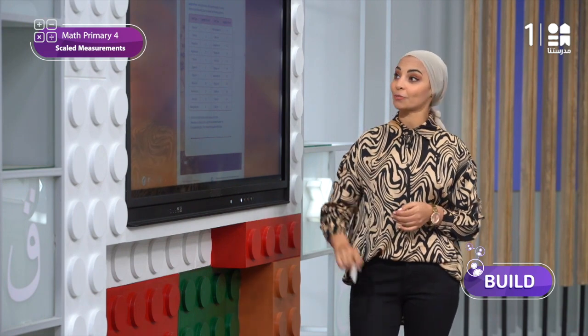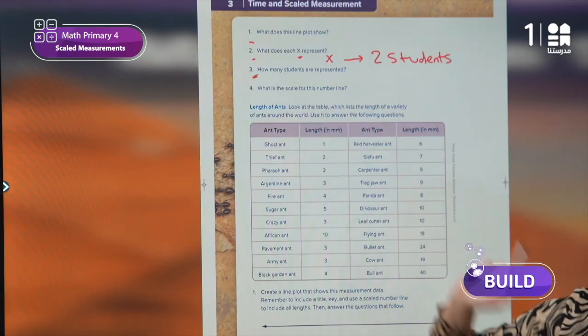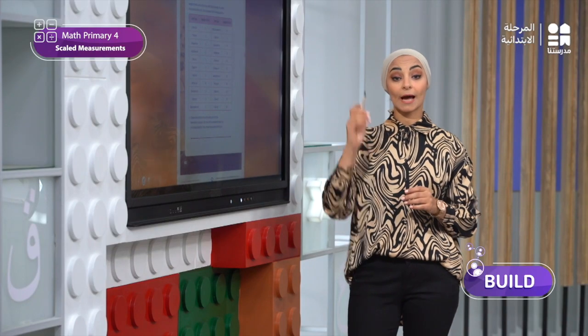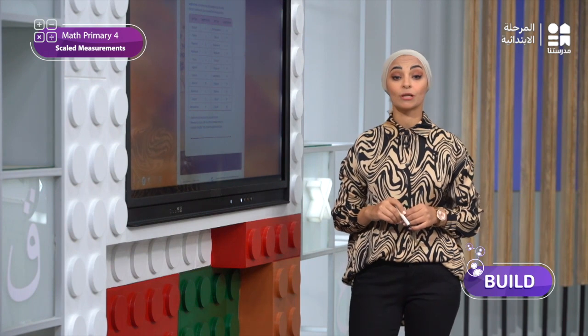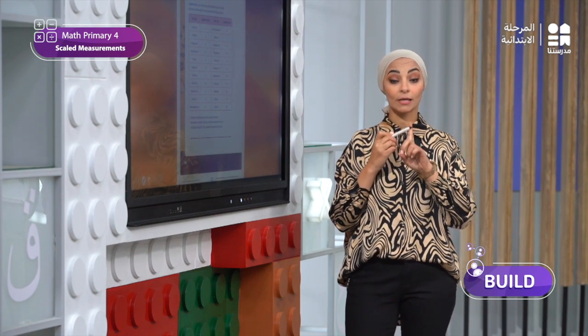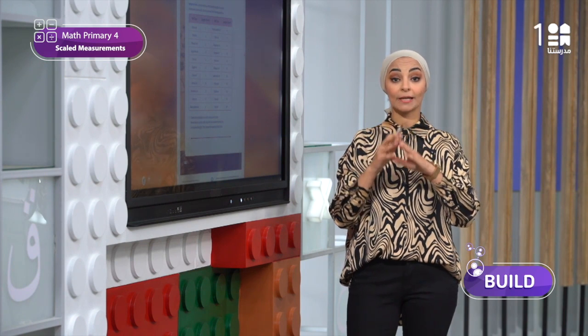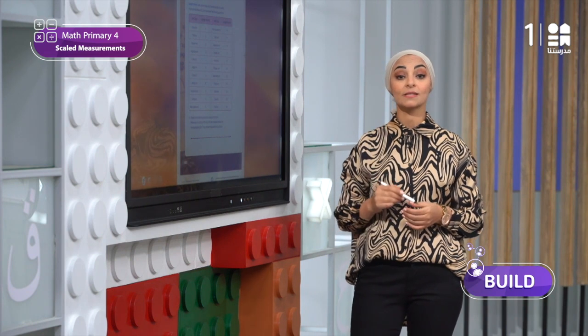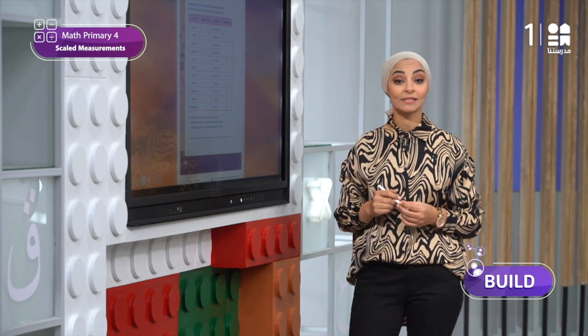And this is problem number 3. We will certainly count the number of x's. I count all the x's that I have and multiply them by what? By 2. Why? Because I know that each x represents 2 students. So I count all the x's I have and multiply by 2. And this is the number. What is the number? Who can tell me?